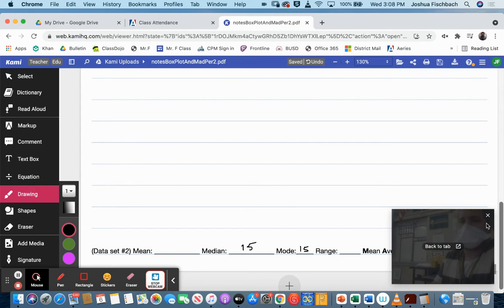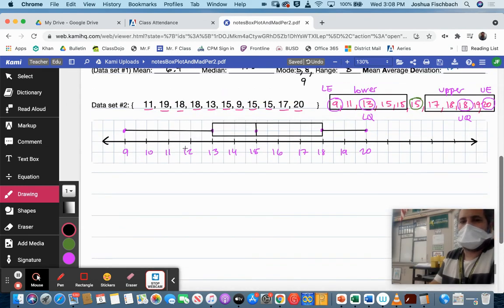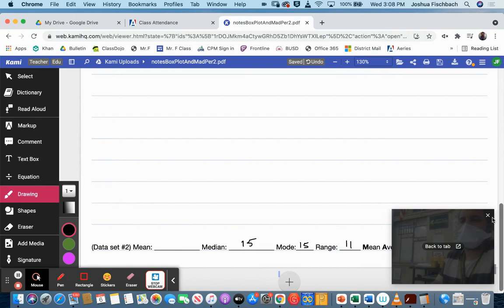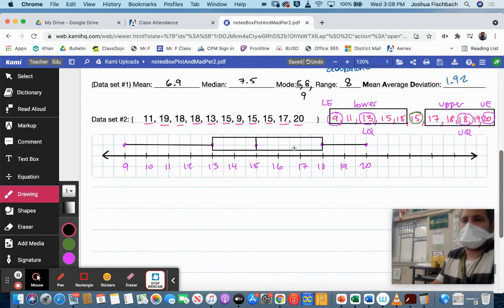The range is the change from the highest to the lowest value. So in this case, from 9 to 20. What's 20 take away 9? 11. So your range is going to be 11. If someone asked you for the interquartile range, that's just the range from lower quartile to upper quartile. So in this case, the interquartile range would be 18 minus 13, which is 5. No one asked you for that, but if they did, that's what you put. Okay?